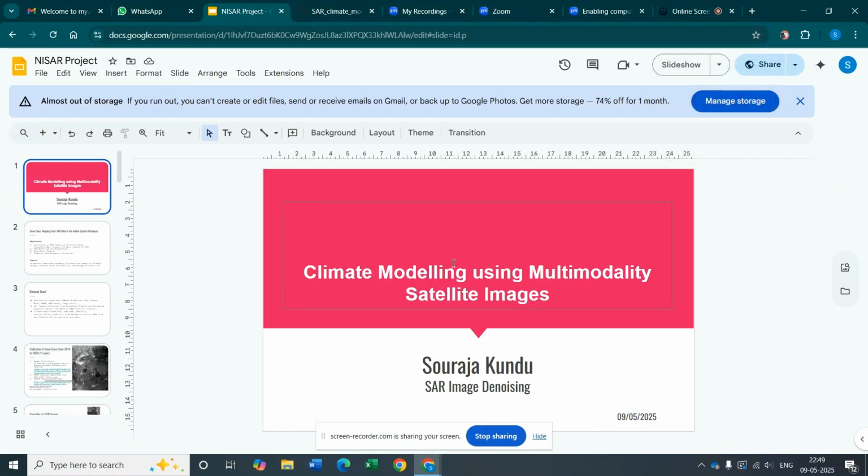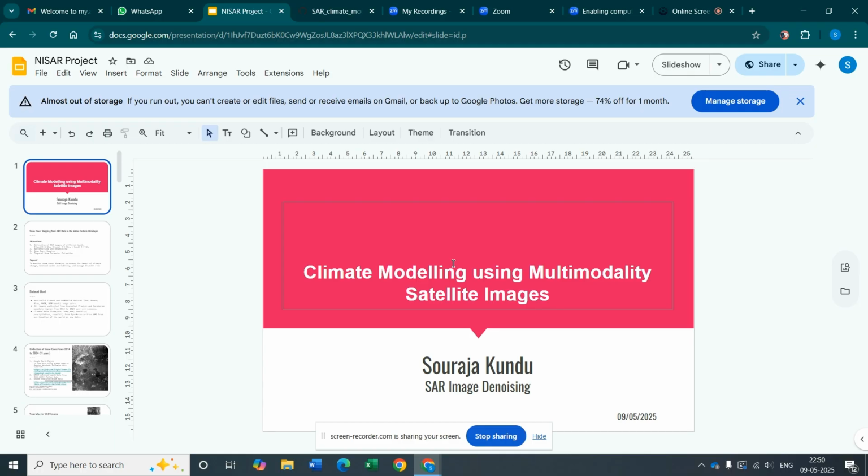Today I am going to present my DA63 course project on climate modeling using multimodality satellite images. The motivation of this project was that because of the training of huge deep learning models, there has been lots of carbon emission and consequently global warming. So I want to use AI for modeling how climate is changing over the years.